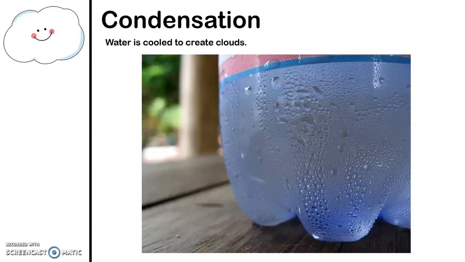Next is condensation. As the water vapor moves up through the air, it begins to cool. This is when the clouds start to form. You know when you have a cold drink on a hot day and your cup looks like it's sweating? That's condensation, just like in this picture. The water vapor is being cooled to make water droplets. And now we see our cloud over here.